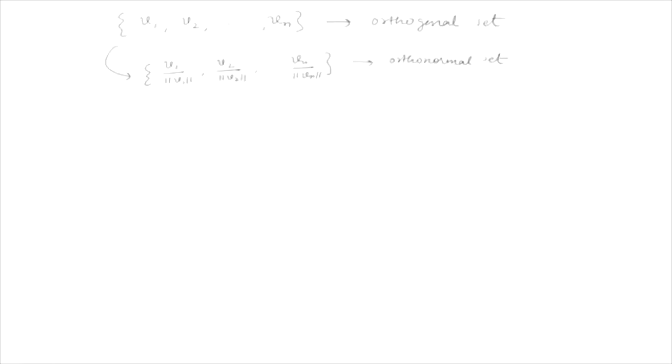You see that the norm of each vector is 1 now. What is the norm of the first vector? If it is u1, what is the norm of u1? Norm of u1 is norm of v1 upon norm of v1. It is a scalar quantity, so we can take it out. It is 1 upon norm of v1 times norm of v1, so it is 1. Similarly, we can verify for this vector also. And if you take any two distinct vectors in this set, because the norm is only a scalar quantity, it will come out from the inner product, and this set is an orthogonal set, so this will also be orthogonal.